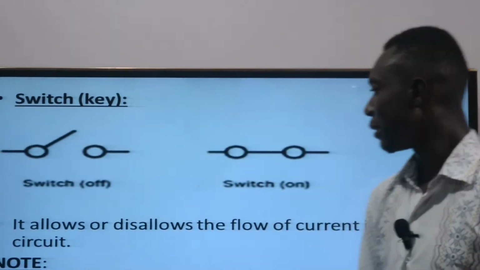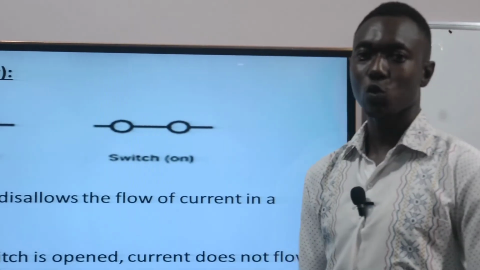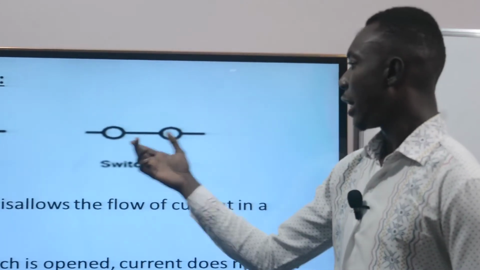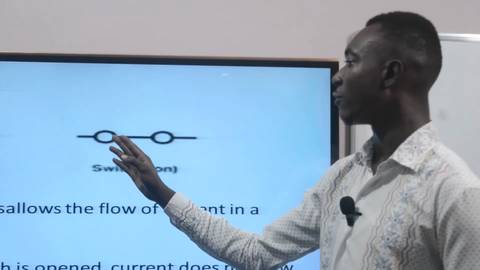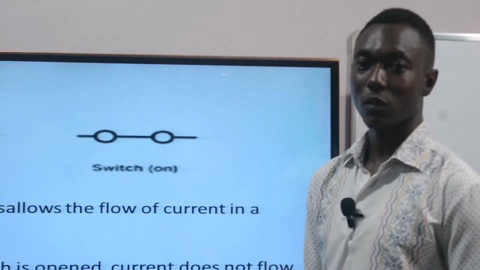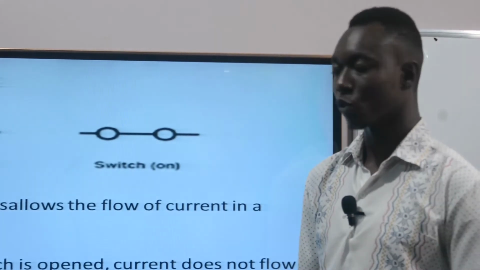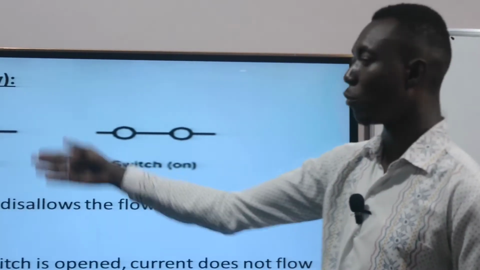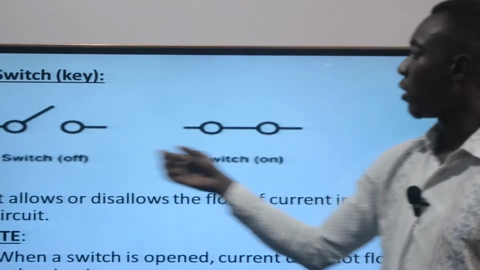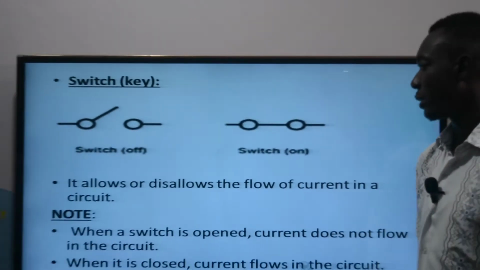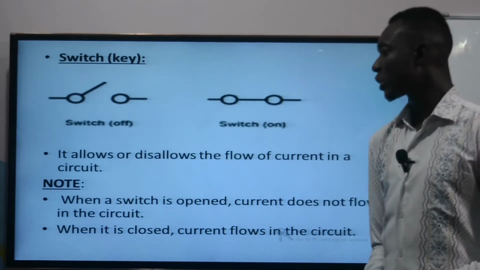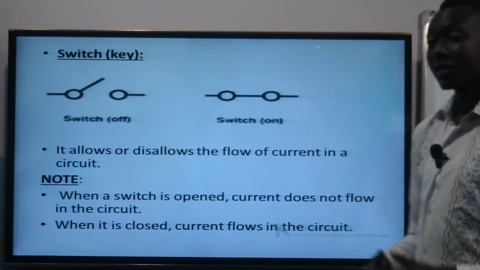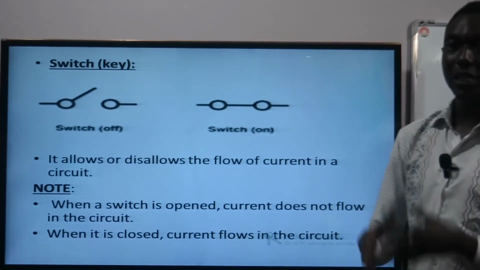Take note of that. This is a closed switch. In other words, when a switch is closed this way, it means current can flow easily through the circuit. Take note of that. So if you're asked to draw the symbol, you can either draw this or that. Alright. What is its function? The switch allows or disallows the flow of current in a circuit.